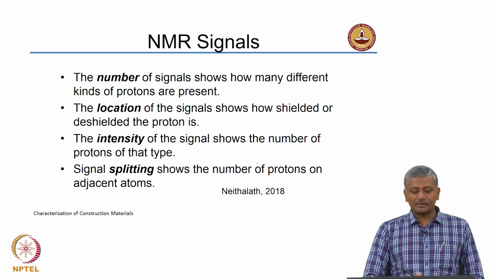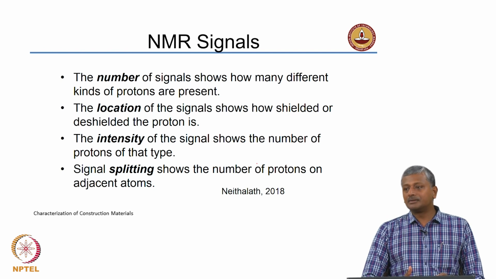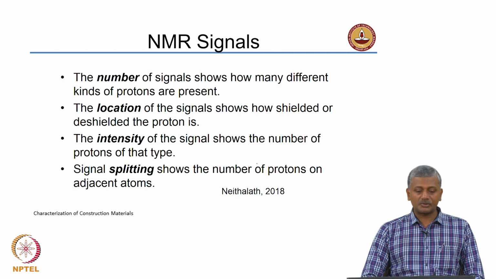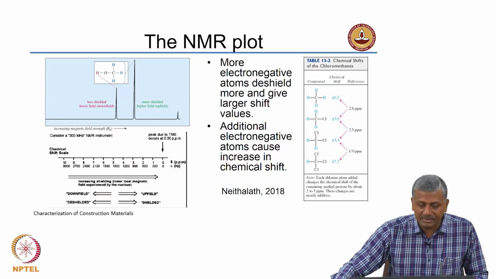The intensity of the signal shows the number of protons of that type. If there are more protons of a specific type, then you get higher intensities shown by the spectra that you see from NMR. Signal splitting shows the number of protons on adjacent atoms. Again, I will show you some examples of signals that will make it clearer.